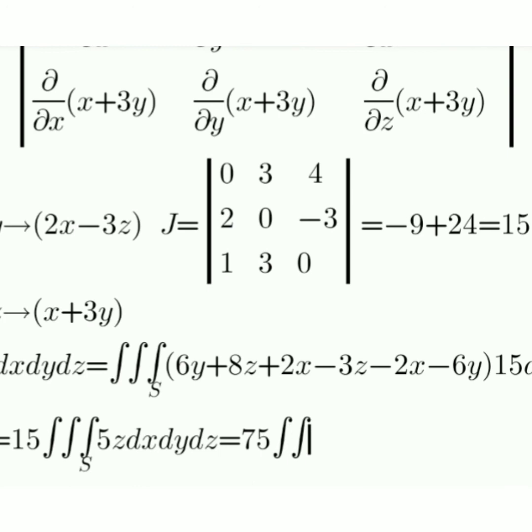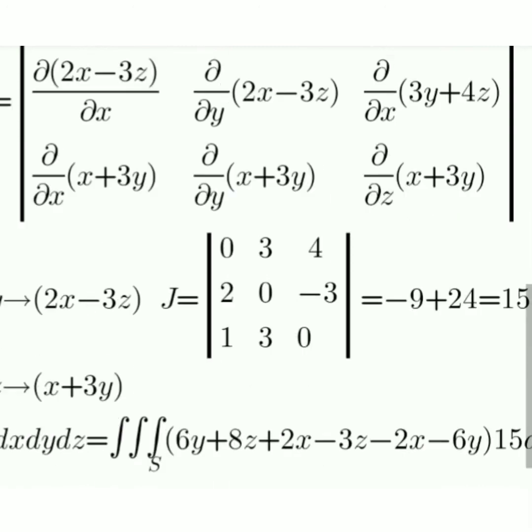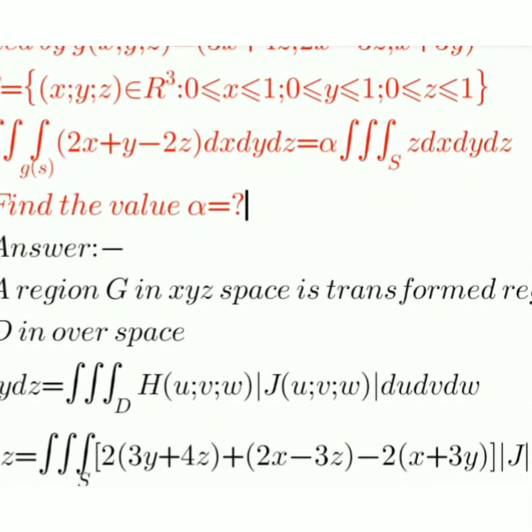integration, and my region is S, where my region is S, and z into dx into dy into dz. So friends, whatever values I get, my alpha value is 75. So friends, I hope you can understand.